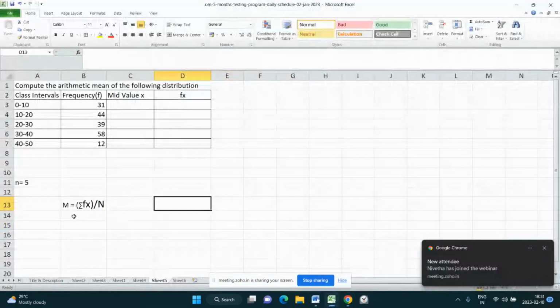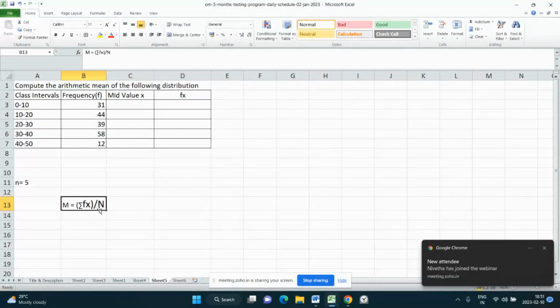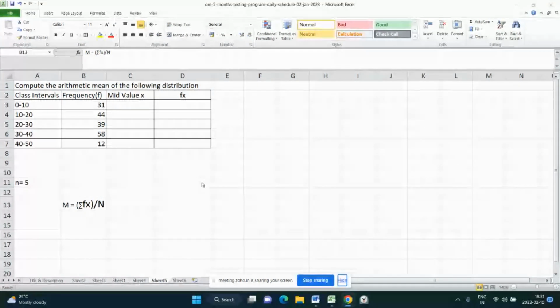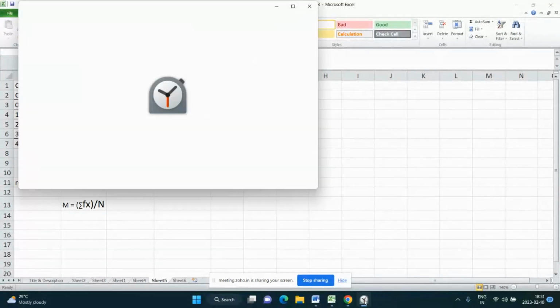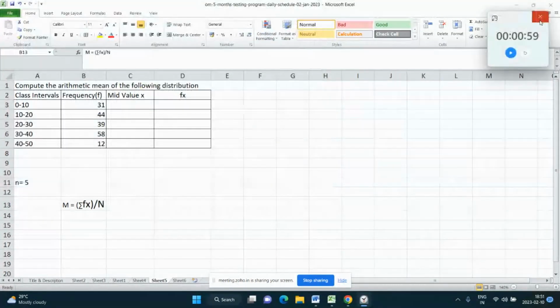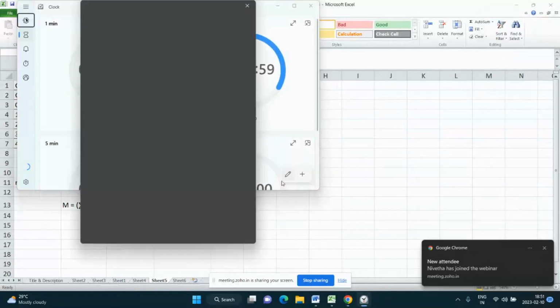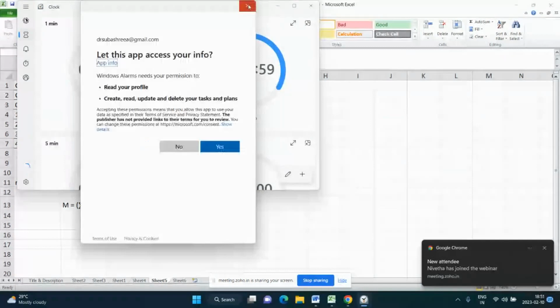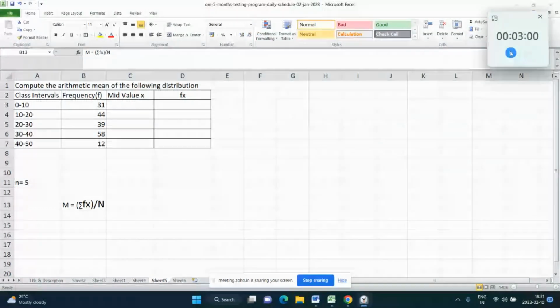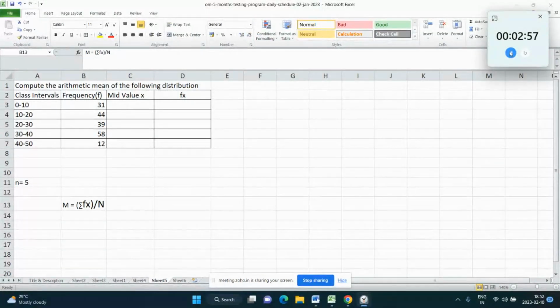You will calculate the mean using the direct method. This method is called direct method. M is equal to sigma fx by n. We just did one problem. You will do this problem and give me the answer. I will give you maybe 3 minutes for you to do this.